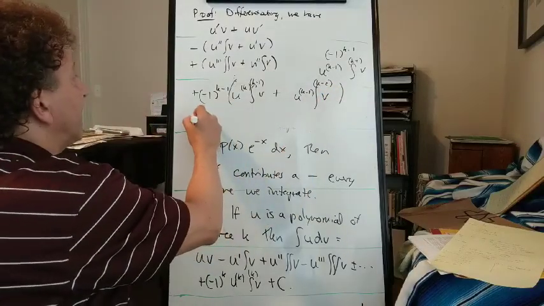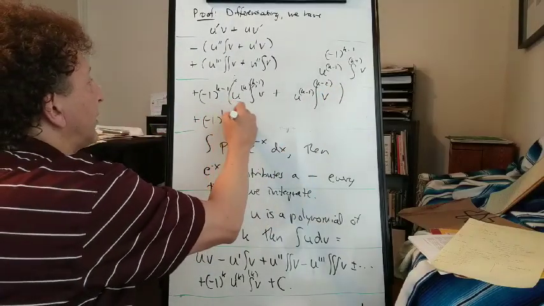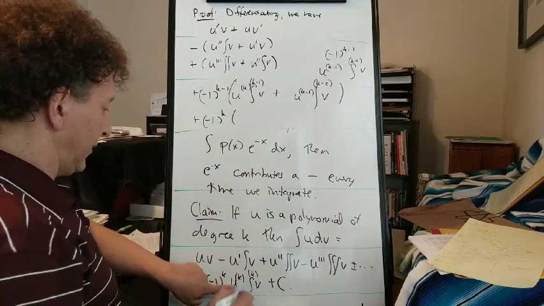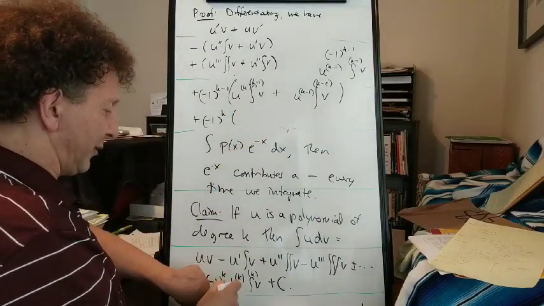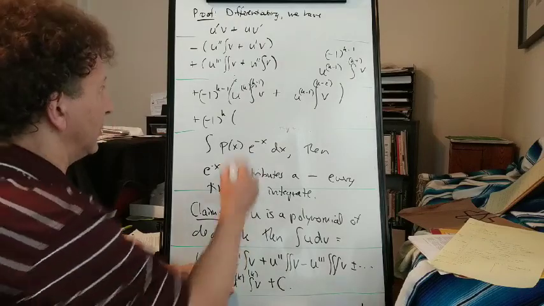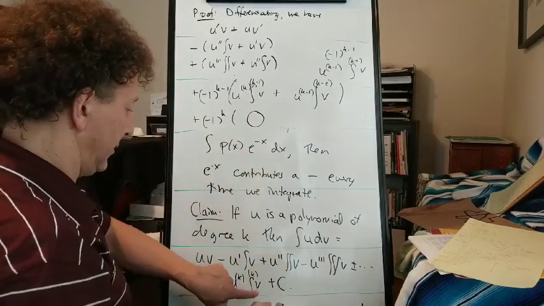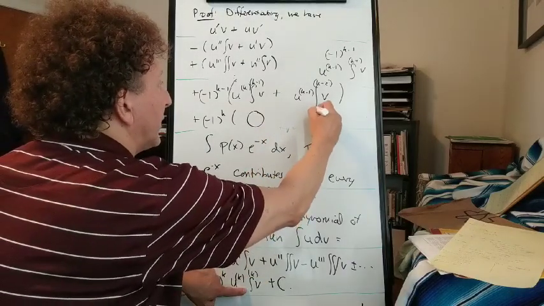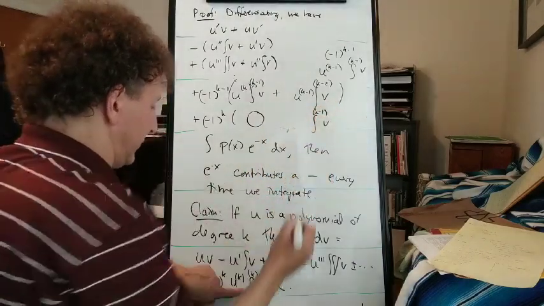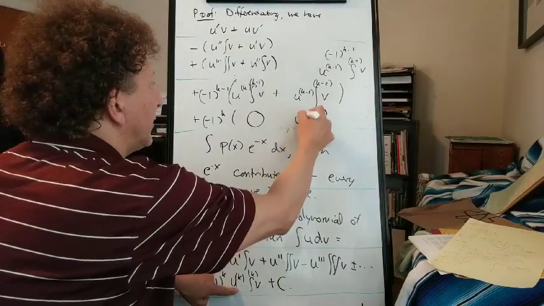And then finally the last term, minus 1 to the kth. Derivative of the first. Well, derivative of the kth derivative of u is going to be 0. Plus derivative of the second. So k minus 1 integrals only of v times the first.